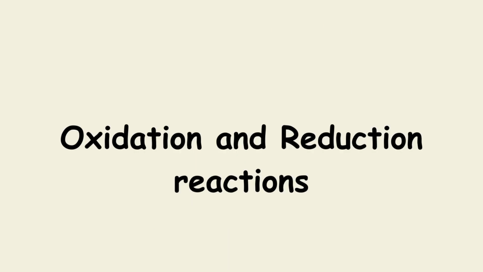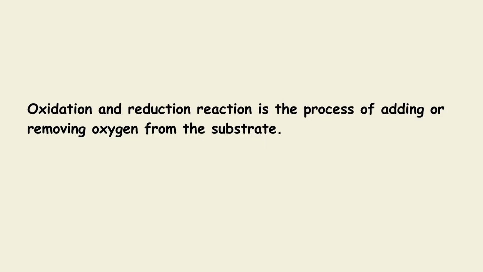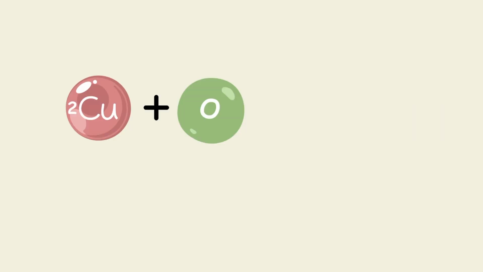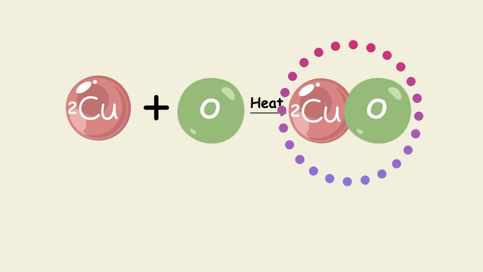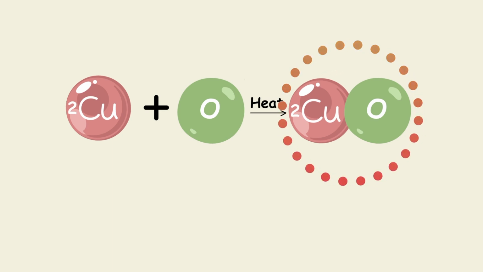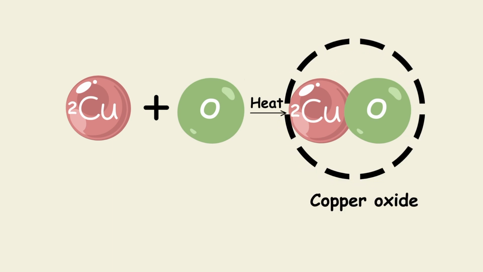Now the next and the last type of reaction is the oxidation and reduction reactions. Oxidation and reduction reaction is the process of adding or removing oxygen from the substrate. Let us see with an example of the reaction of copper and oxygen. When copper reacts with oxygen, it becomes coated with black copper oxide. This copper oxide is formed because oxygen is added to copper.